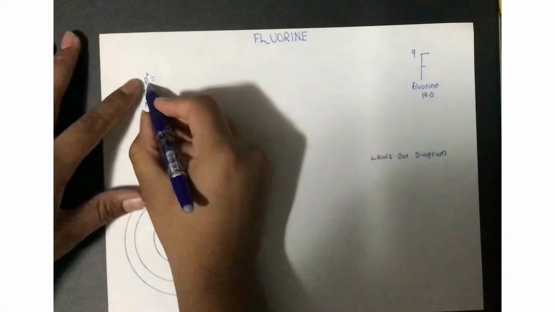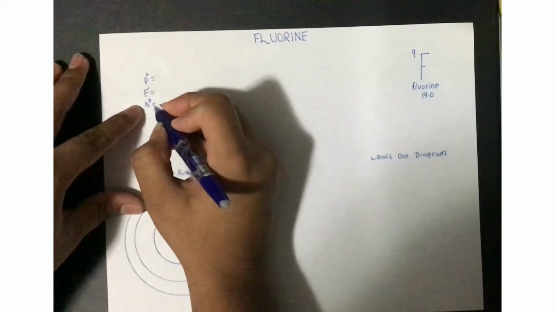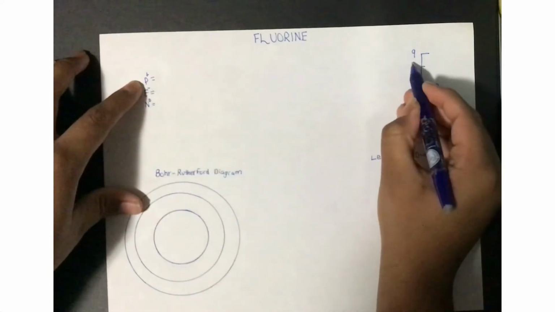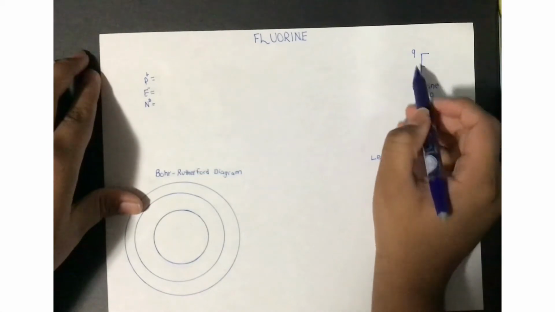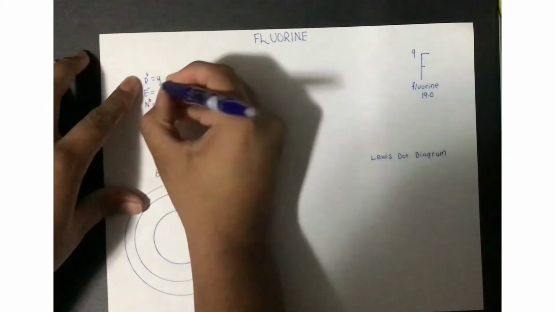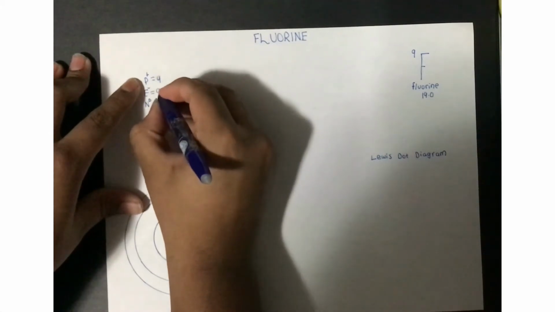So the protons are positive, the electrons are negative, and the neutrons are neutral, so no charge. In order to find the number of protons, it's the same as the atomic number for fluorine, or any element. For fluorine, there's 9, so the number of protons is 9. The number of electrons is the same as the number of protons, so it's also 9.